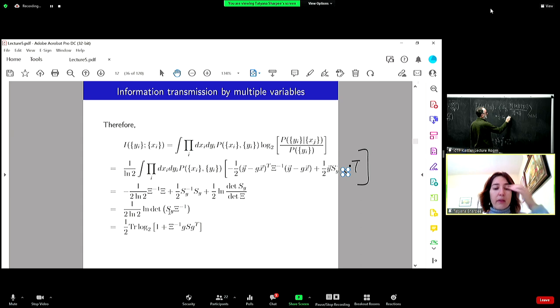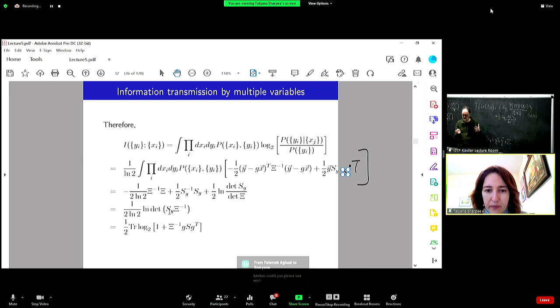Of the determinant of this, right? So here you have the determinant of S_y, and then the normalization of this distribution is the determinant of the noise. So the ratio of two determinants is the determinant of the ratio.